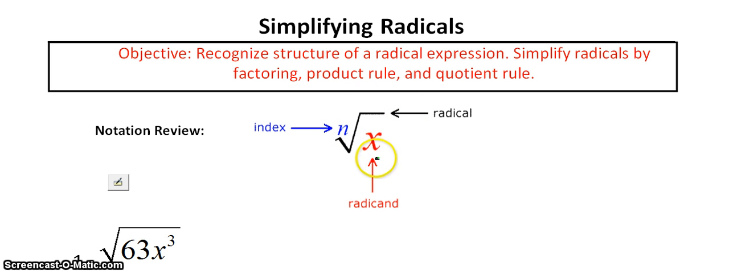Whatever is under the radical, whether it's numbers or variables, is called the radicand. This symbol here is called the radical. And the number that's attached to the radical is called the index. And the index tells you what root you're taking. So are you taking a square root, cube root, fourth root, fifth root, 20th root, whatever it may be.